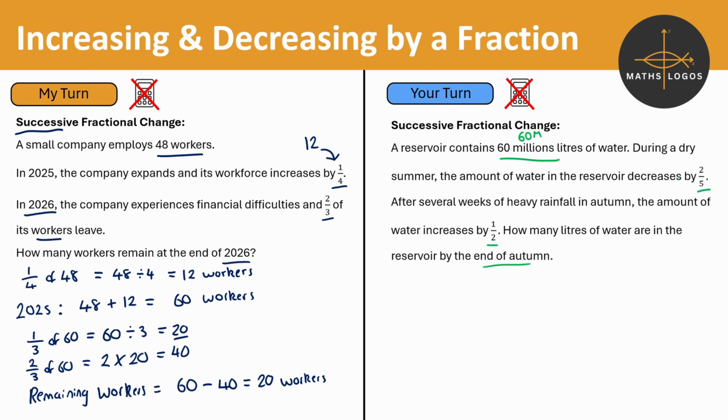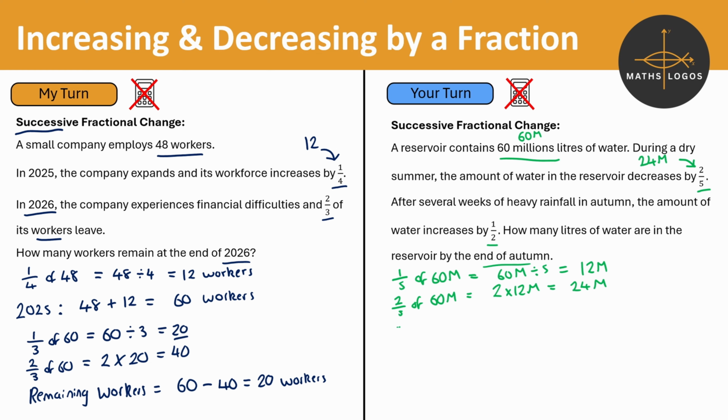And the amount of water in the reservoir has decreased by 2/5. So let's work out 2/5 of 60 million. Before we work out 2/5, let's work out 1/5. So 1/5 of 60 million is equal to 60 million divided by 5. 60 divided by 5 is 12. So it's 12 million. Now we want to work out 2/5. So 2/5 of 60 million is going to be 2 times the 12 million, which is equal to 24 million. So during a dry summer, the water in the reservoir decreases by 24 million.